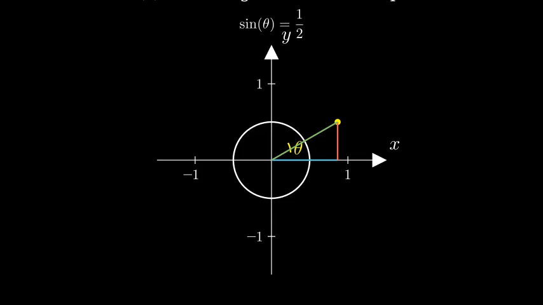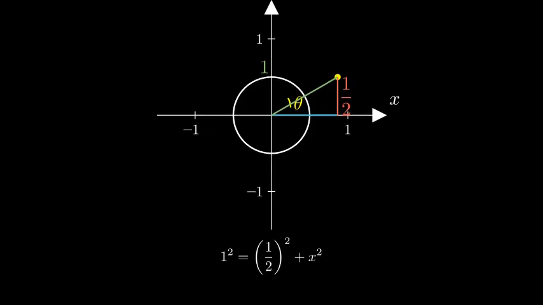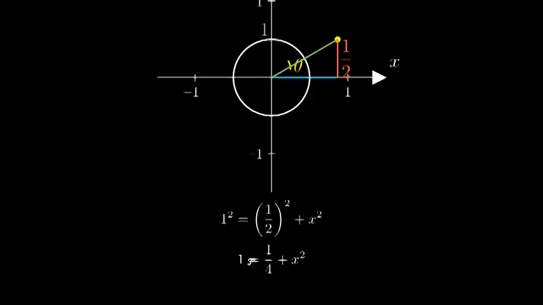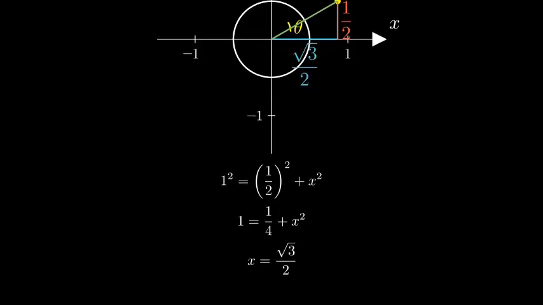The hypotenuse is 1 because we're on the unit circle. The opposite side, which represents sine theta, is 1/2, and the adjacent side can be found using the Pythagorean theorem. Using the Pythagorean theorem, we know that the square of the hypotenuse equals the sum of squares of the other two sides. 1 squared equals 1/2 squared plus x squared, where x is the adjacent side. Solving for x, we get that the adjacent side equals the square root of 3 over 2.